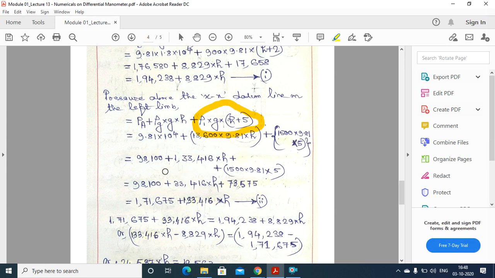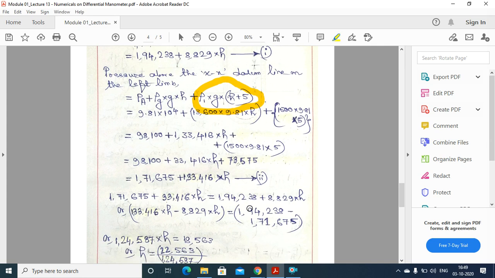So after simplifying this term, we will get 98,100 plus 1,33,416 into h, plus 1500 into 9.81 into 5, that is equals to 98,100 plus 1,33,416 into h plus 73,575. So it will be here 1,71,675 plus 1,33,416 into h. So this will be our equation number 2.